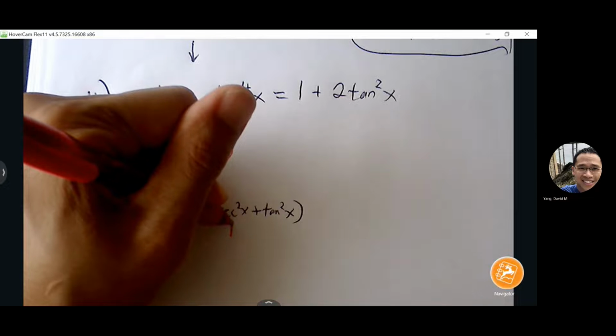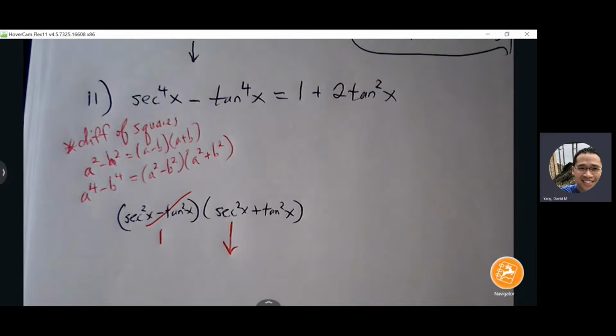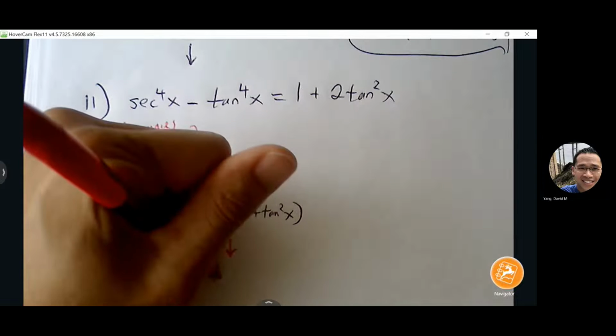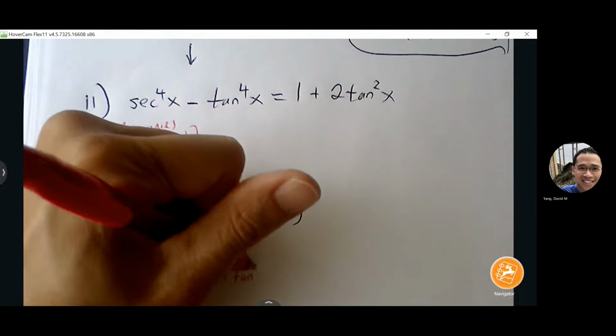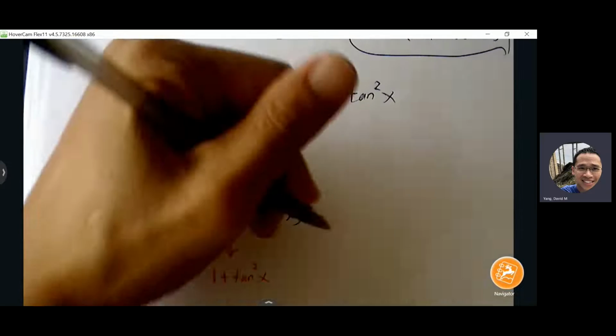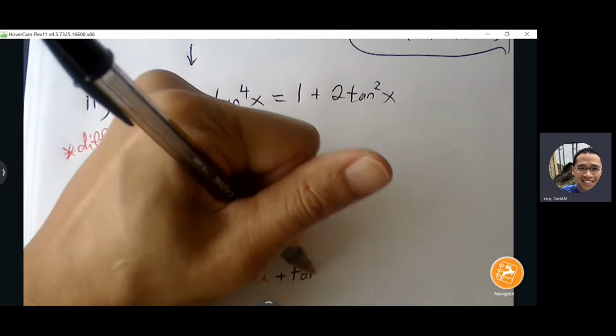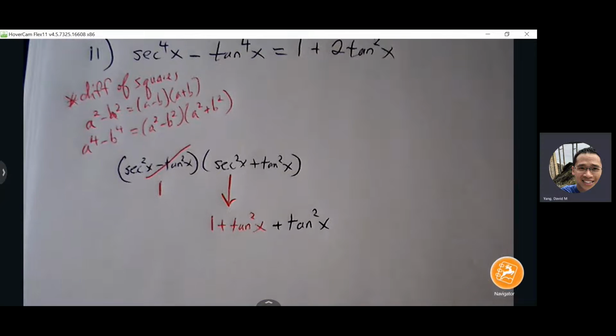Yeah, so I can turn that secant squared into its identity, 1 plus tangent squared. Going to carry this tangent squared down as well. And then that becomes 1 plus 2 tangent squared x.